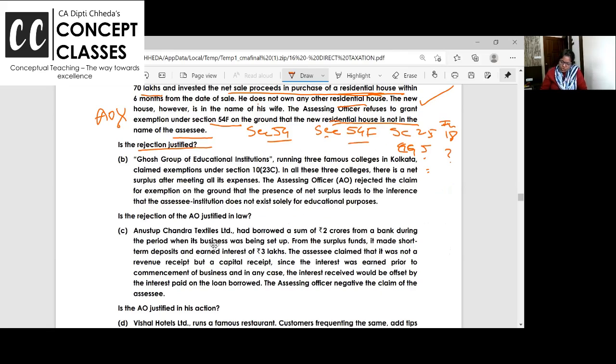Okay. Bosch Group of Educational Institute running 3 famous colleges in Kolkata. They have claimed the exemption. All these 3 colleges have a net surplus, and the AO rejected the claim for exemption on the ground that surplus leads to inference and the institution does not exist solely for educational purpose.